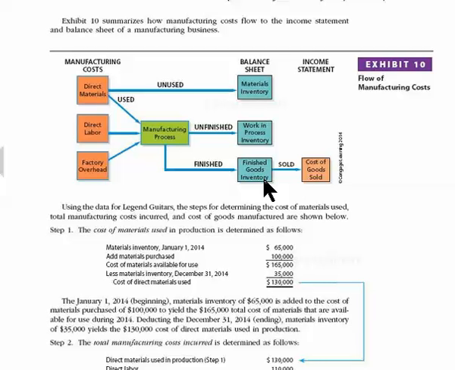Once it's sold, we then transfer that to the income statement, and it's going to be deducted from the revenues as a cost of goods sold. And of course, we still have to consider the other costs associated with the company, and those are going to be the period costs, selling and administrative.